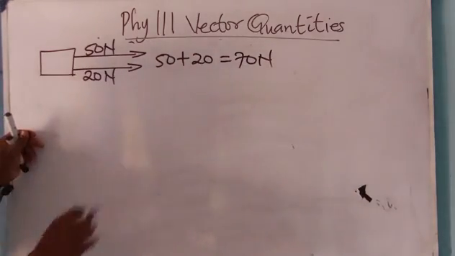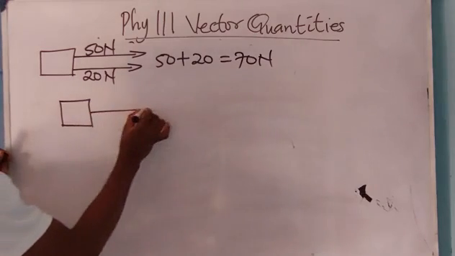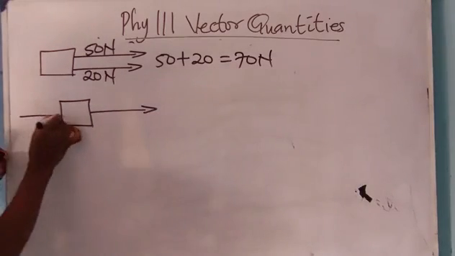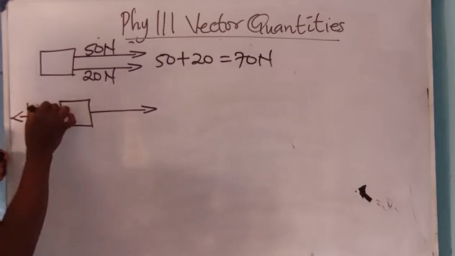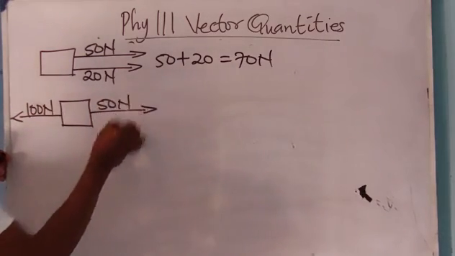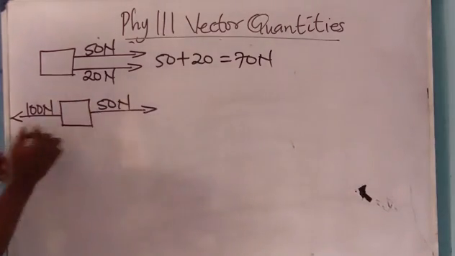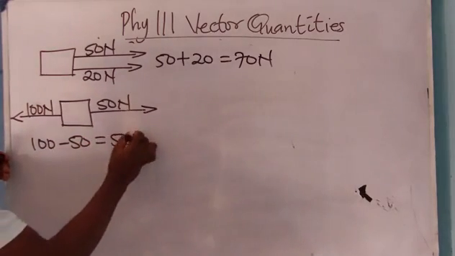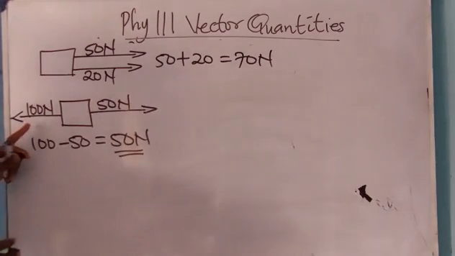The eastward direction. But if they should travel like this, if one is traveling towards east and the other is traveling towards west, if this was maybe 100 Newton and here is 50 Newton, all right, what is the resultant of these two forces? It is simply 100 minus what? 50, and that will give me what? 50 Newton. That is because they are traveling towards different directions.